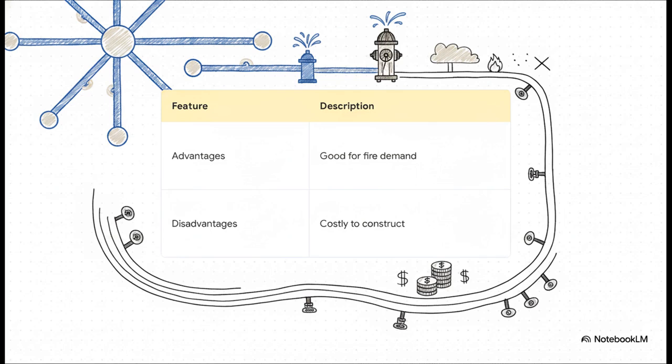This layout shares a lot of the flow characteristics of a grid. Because of that, it provides excellent water availability from multiple directions, which is fantastic for fire safety. And since it flows consistently from the outside in, engineers actually find sizing the pipes to be surprisingly simple. However, it shares the grid system's main drawback. It demands a really high initial investment. You're going to need extensive pipe lengths and a whole lot of those shut-off slice valves to make it work.